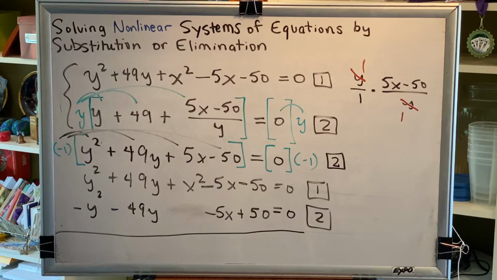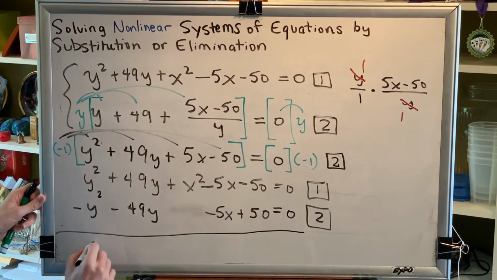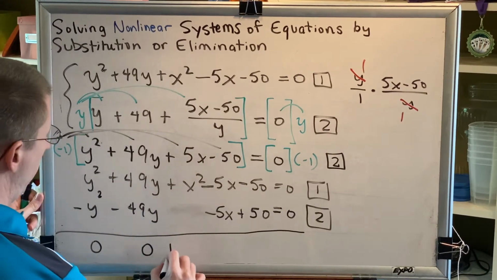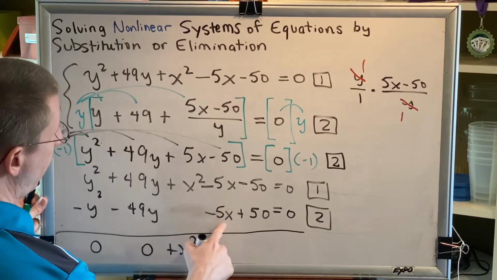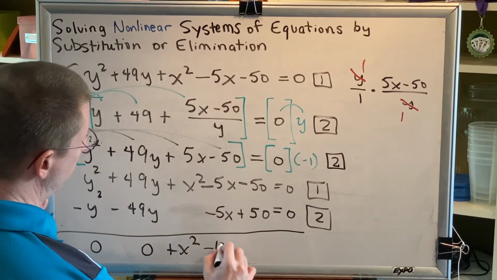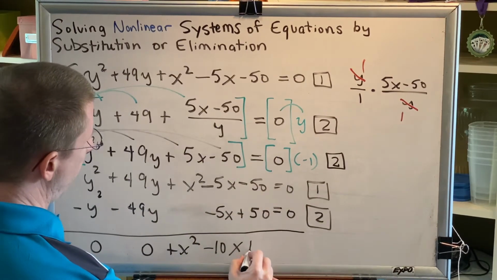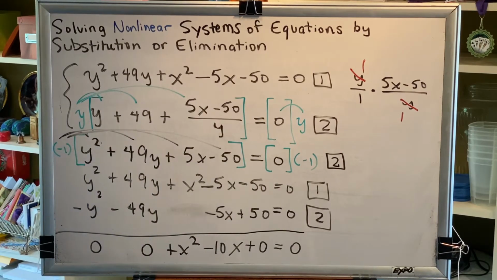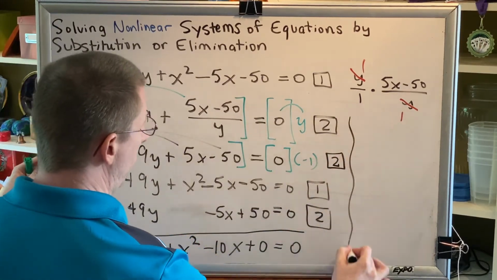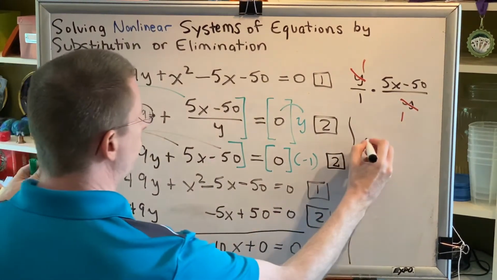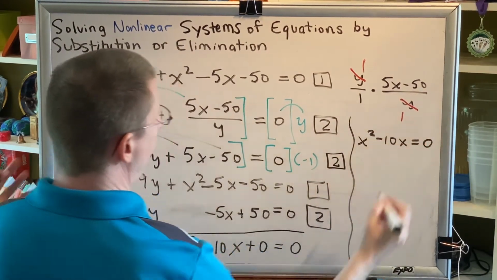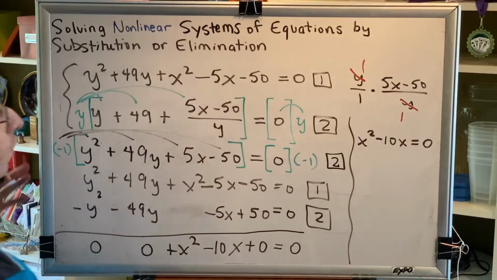All right, adding our two equations together, the y squared minus y squared is 0. The plus 49y minus 49y is 0. Then I have plus x squared, minus 5x minus another 5x makes minus 10x. Minus 50 plus 50, that cancels to 0. And so my new equation has no y's in it and a bunch of zeros. In fact, if we were to write that equation in a more simplified form, the only parts of it that I would need would be x squared minus 10x equals 0. And that's a fairly easy equation to solve. I can solve that by factoring.